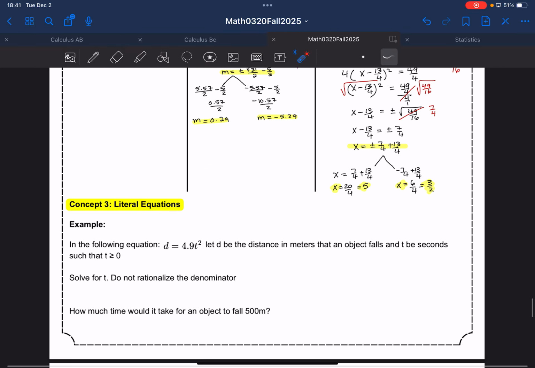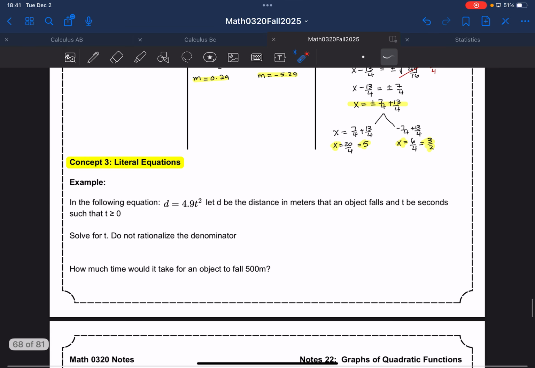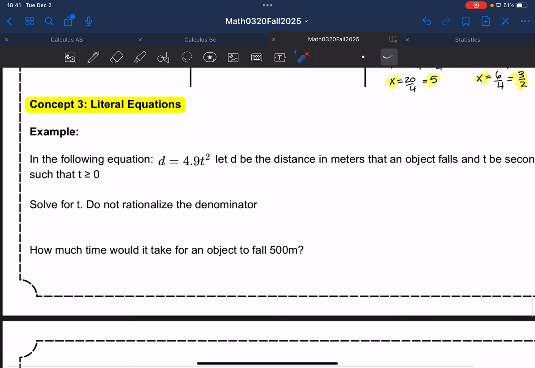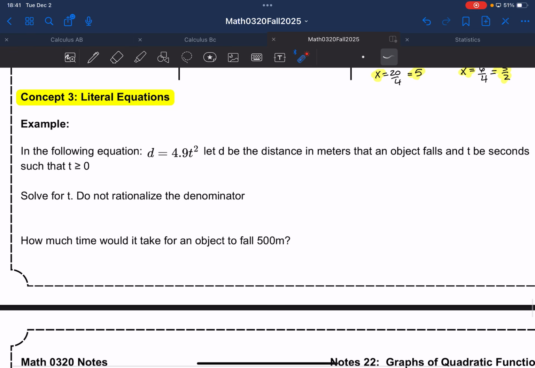Okay. One more concept. Literal equations. We talked about literal equations. I think it was last test where you had big R and little r, and you had to solve for just big R. This is similar. Similar as in we don't just have one variable, we have two.